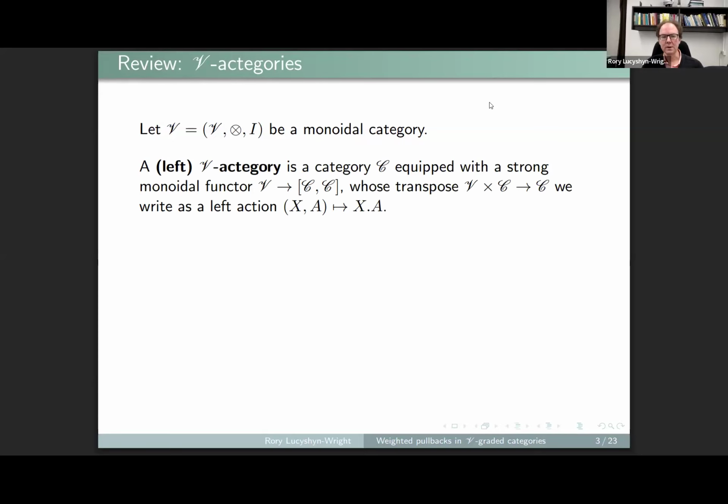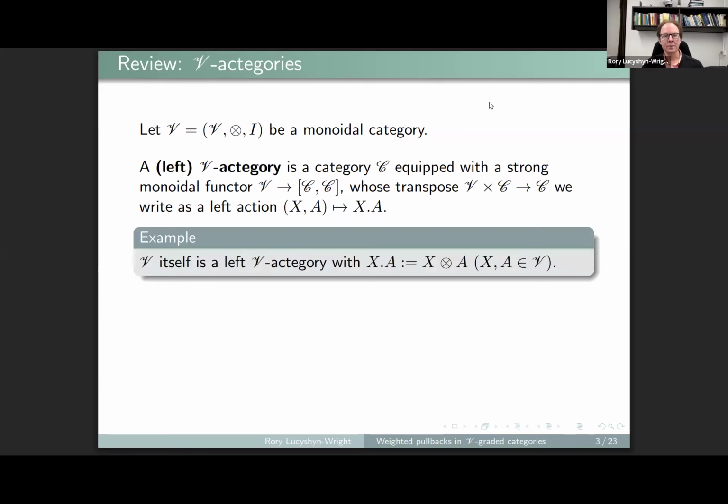a left action. So we write it as sending each pair of objects x comma a, so x being an object of V and a being an object of C, we write the value of as x dot a, so that this is written as a left action. So for example, we can always regard V itself as a left V-actegory, where we have x dot a being defined as the monoidal product, x tensor a, for each pair of objects x and a of V.